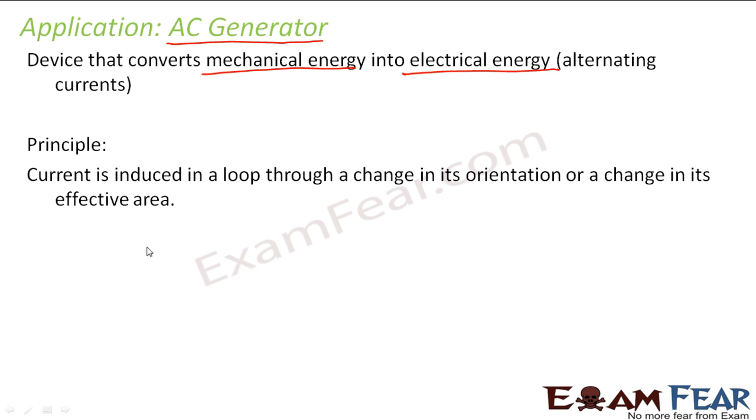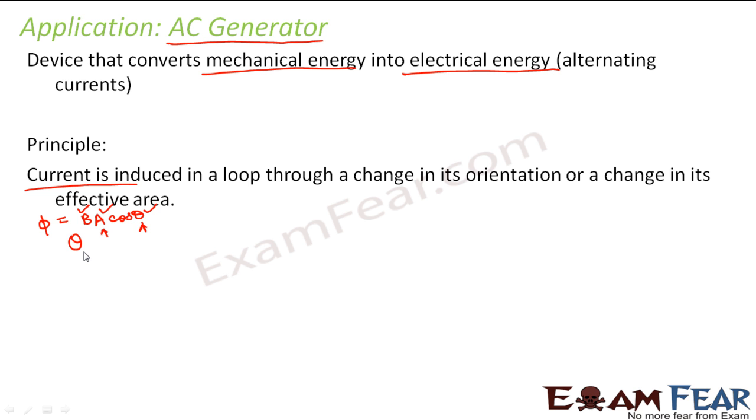The principle behind an AC generator is that current is induced in a loop through a change in its orientation or a change in its effective area, right? As I mentioned before also, how is a current induced? Because of the induced EMF. And when an induced EMF is produced, either by change in theta, because we know that phi is equal to BA cos theta, we can change the flux either by changing the magnetic field, the area, or the orientation between them. So this AC generator is based on these two factors, area and orientation. We will see how it works in the next few slides.